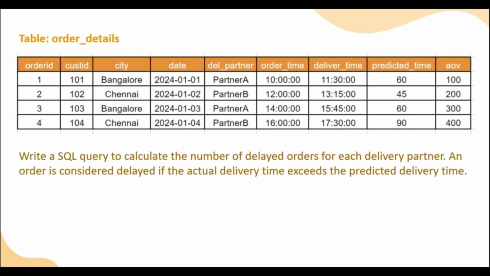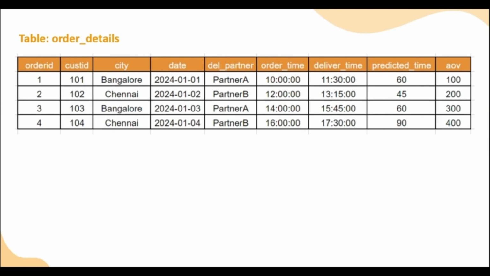For example, if an order was predicted to be delivered in 60 minutes, but it took 90 minutes instead, then the order would be considered delayed. So let's take a look at some sample data from the order details table. We have columns like order ID, customer ID, city, date, delivery partner, order time, deliver time, predicted time, and AOV, which represents the average order value. Now to determine whether an order was delayed, we need to calculate the actual time of the delivery, and compare it with the predicted time. If the actual time of the delivery comes out to be greater than the predicted time, then the order will be considered a delayed order.